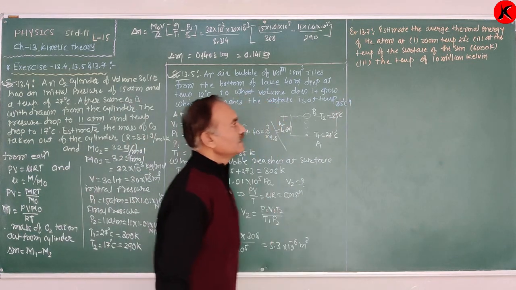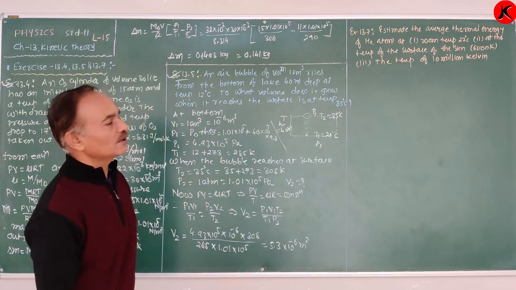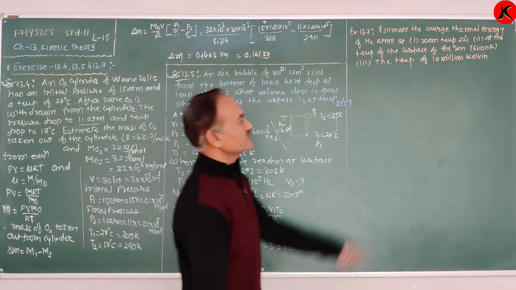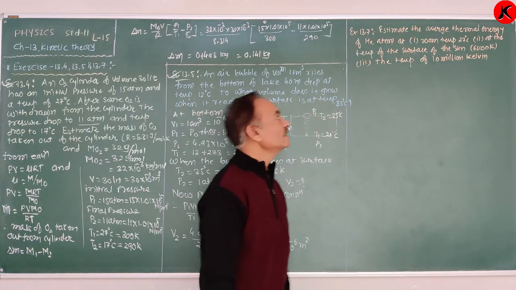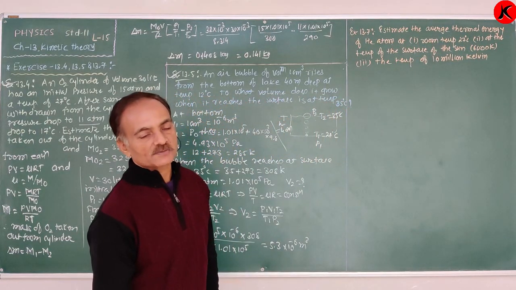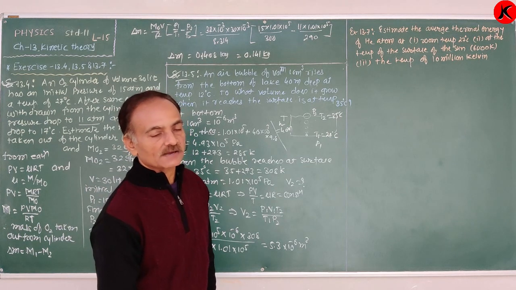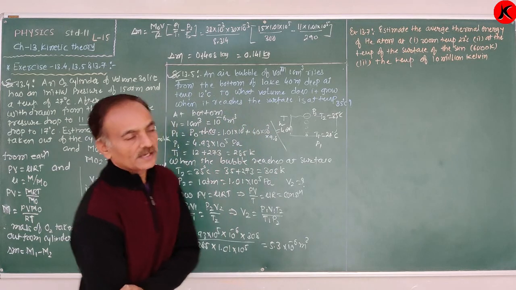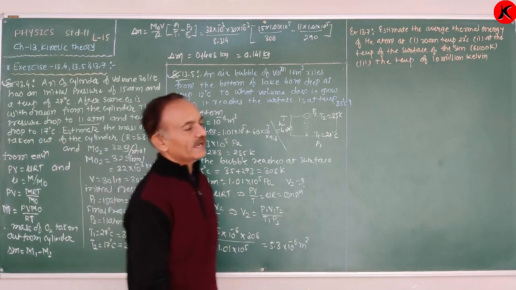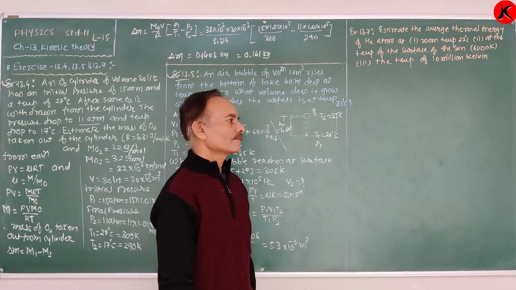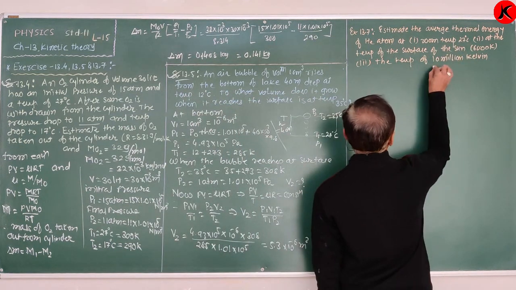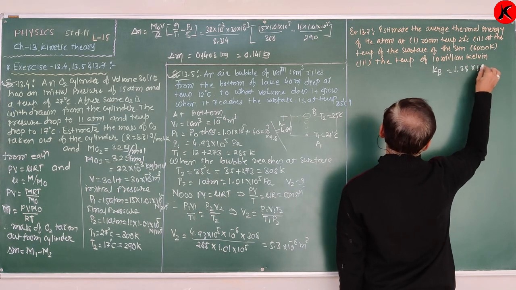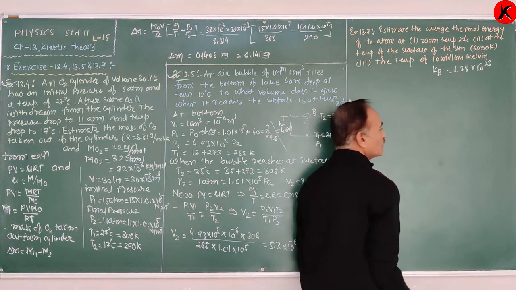Now next, estimate the average thermal energy of a helium atom at 3 different temperatures. First, at room temperature 27 degrees centigrade. Second, at the temperature of the surface of the sun, approximately 6000 Kelvin, and third, at the temperature of 10 million Kelvin. What is the average thermal energy of a helium atom? So Boltzmann constant kB is equal to 1.38 into 10 to the power minus 23 joule per Kelvin.